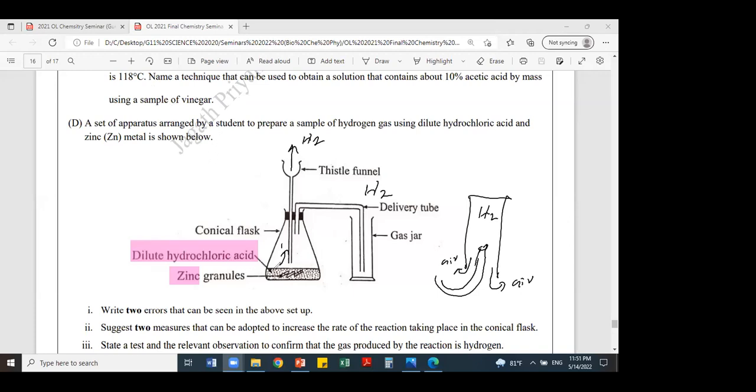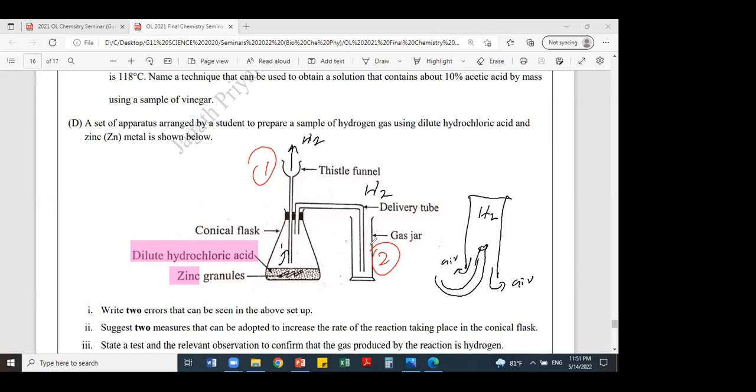Right, so what is the one error? I'll write here number 1. This is the error: the end of the thistle funnel doesn't contact the solution. Number 2, wrong method of collecting the gas. Keeping the gas jar upright. You have to keep this gas jar inverted.